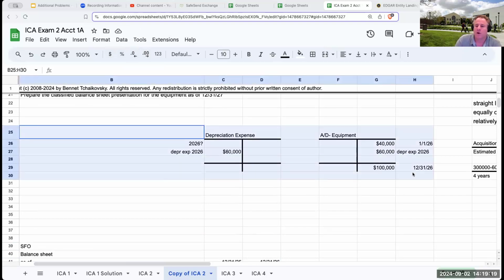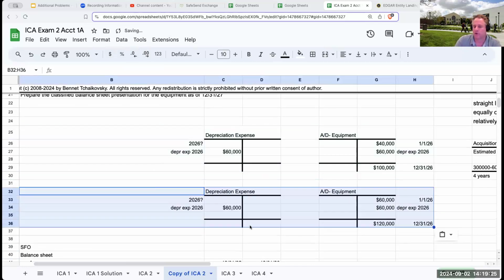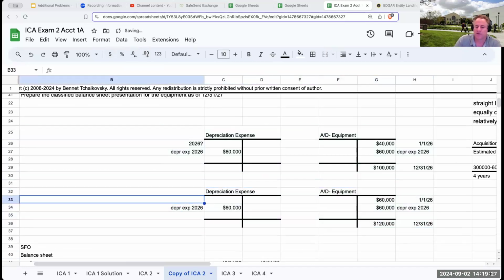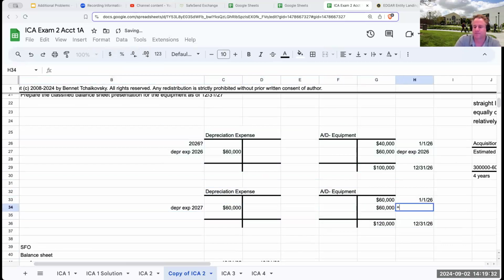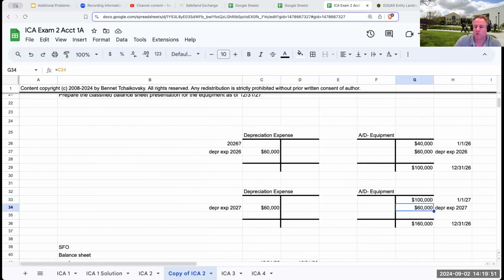Now, what happens next? Well, the next year, which is the answer we're looking for, 2027. So my depreciation expense for 2027, and my ending balance is going to become my beginning balance for the following period. My depreciation expense is going to be the exact same thing, because I used it for a full year. So coming down over here, what's happened? Well, on 12/31/27, this is going to be closed out to retained earnings.